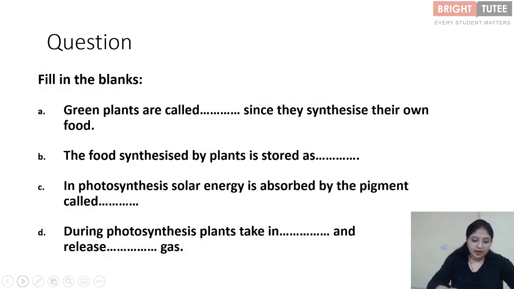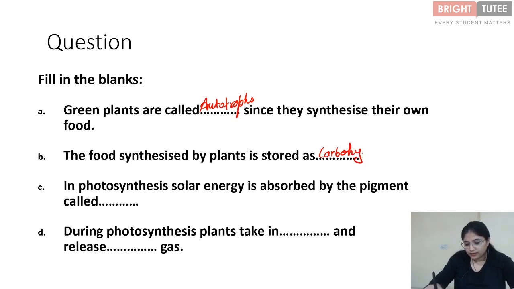Now let's fill in the blanks. Green plants are called dash since they synthesize their own food. So because they synthesize their own food, these are called the autotrophs, right? The food synthesized by plants is stored as carbohydrate, right?